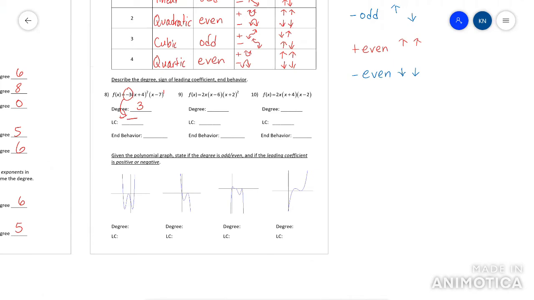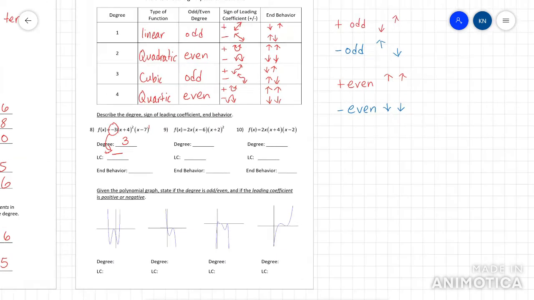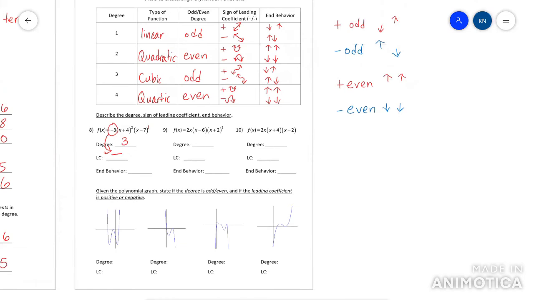All right, so what that means is this is a cubic function with a negative leading coefficient. So if you look back at this chart we just made, it would be referring to this right here. So that means these arrows on an odd degree with a negative leading coefficient, odd, negative, it's an up-down. So my end behavior here would be up-down.